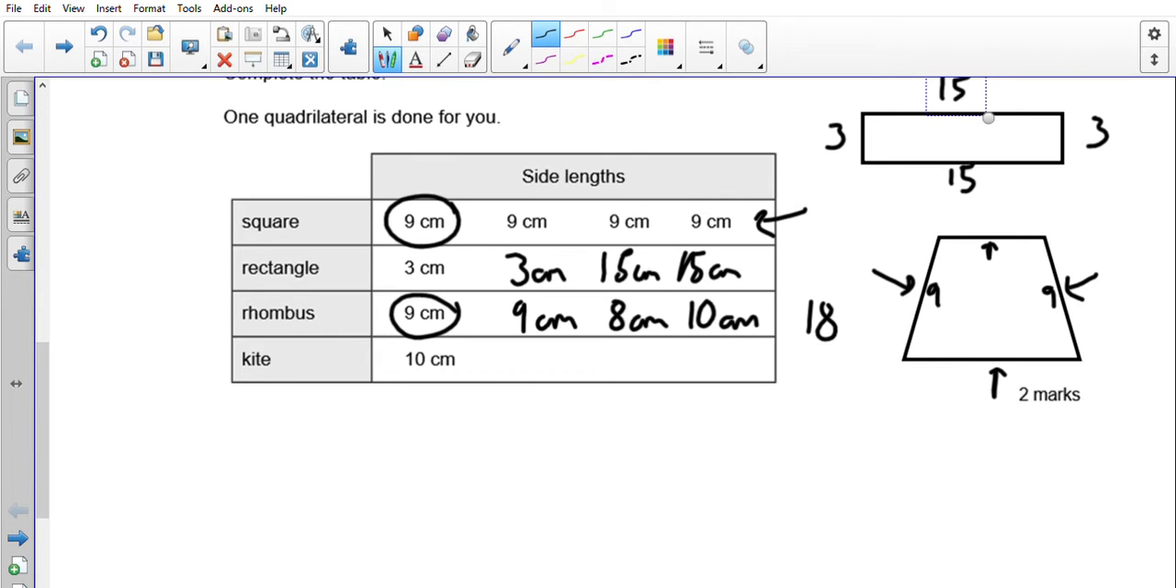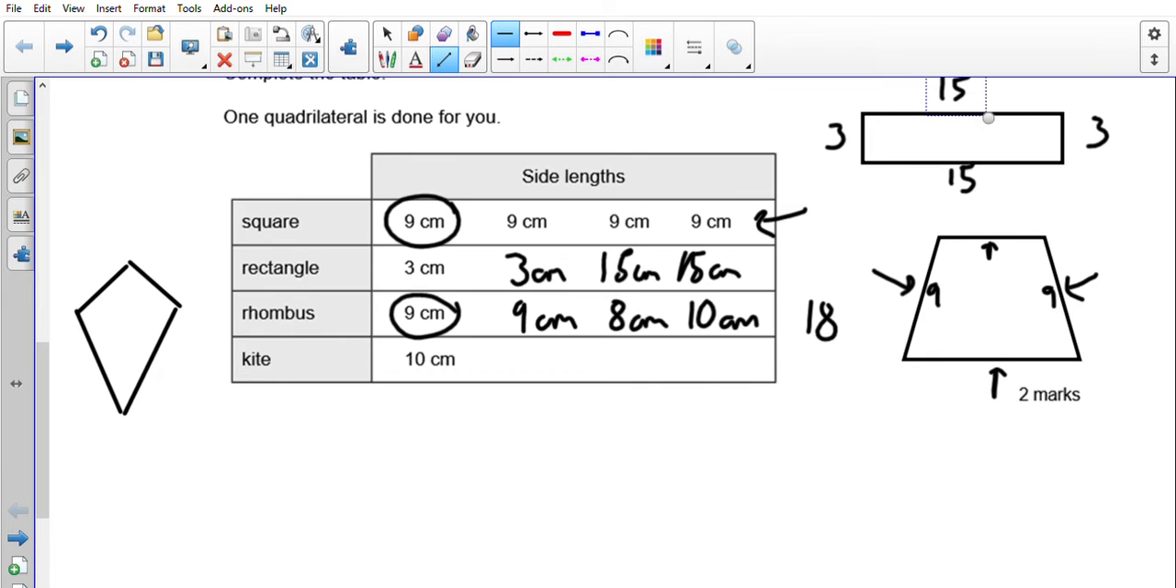Now, with a kite, the things that we need to know about a kite, I might have to draw a kite. The things that we know about these are that we have 2 sides that are the same length and 2 sides that are shorter. Now, if I had 10 centimetres as my short side, that's not going to work because it means the other 2 sides are going to have to be greater than 10. So that is going to be a non-starter.